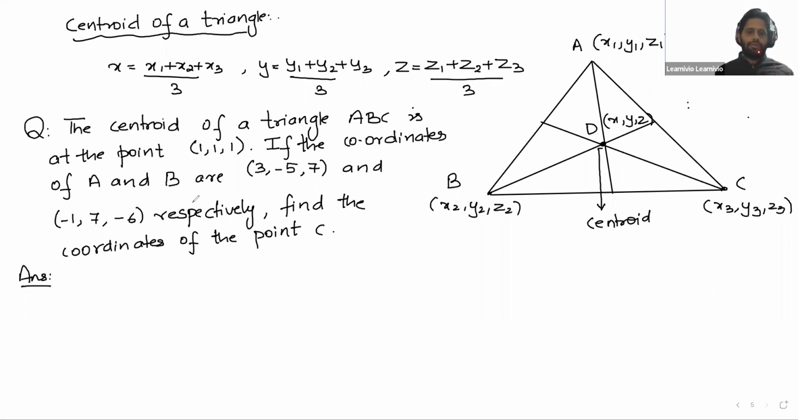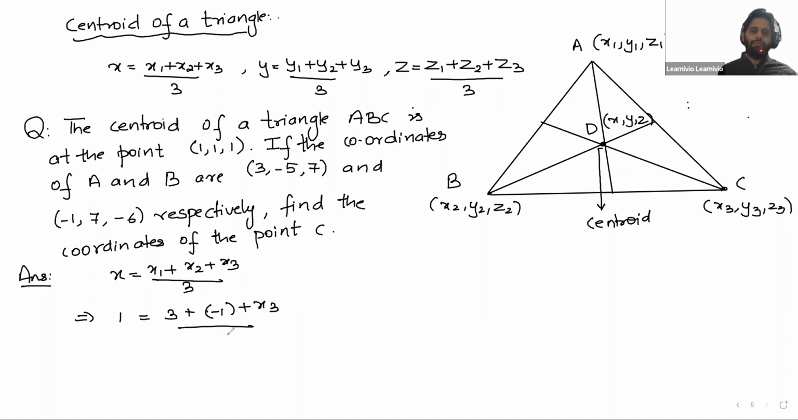So the coordinates are given and the centroid is given. We already know that x is equal to (x1 + x2 + x3) by 3. Now the centroid x is 1. What is x1? We can take 3. What is x2? We can take minus 1. And x3 we need to find, divided by 3. Now cross multiply this. So 3 is equal to 3 minus 1, which is 2, plus x3. From this, we will get x3 is equal to 1. Okay, Yusra, is this clear now?